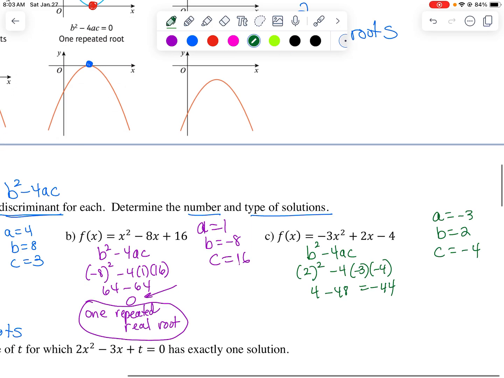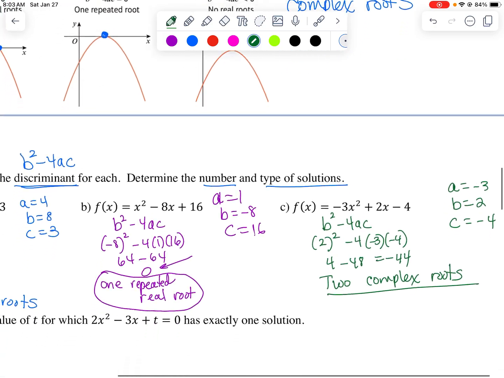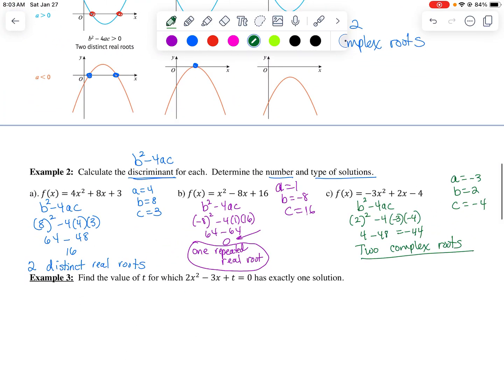Now you can write it as, I personally would prefer you to write that this is 2 complex roots. It is 2 complex roots instead of saying no real roots, because there are 2 roots, but they're complex.